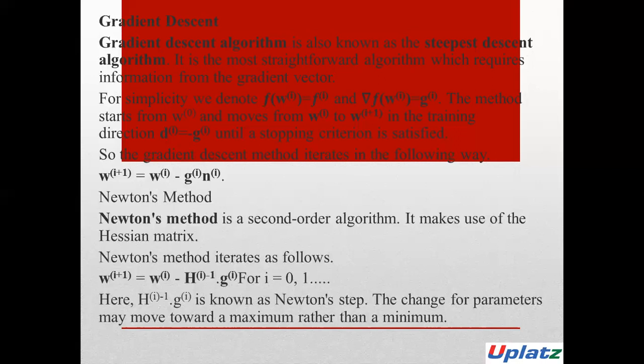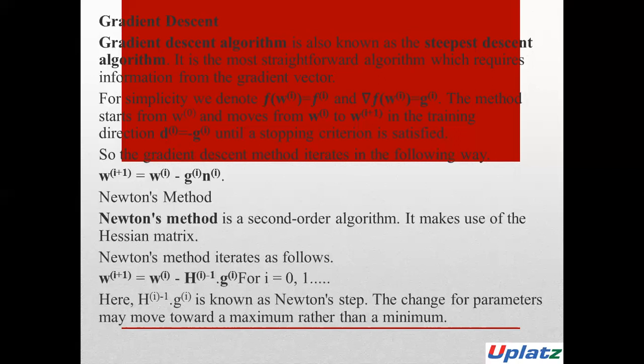Newton's method iterates as follows. W of I plus 1 equals W of I minus H of I minus 1 multiplied by G of I, for I equals 0, 1, and so on. Here H of I minus 1 multiplied by G of I is known as the Newton's step. The change for parameters may move forward or towards a maximum rather than a minimum.